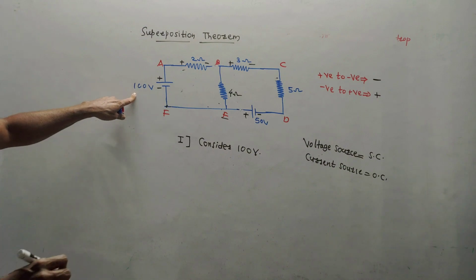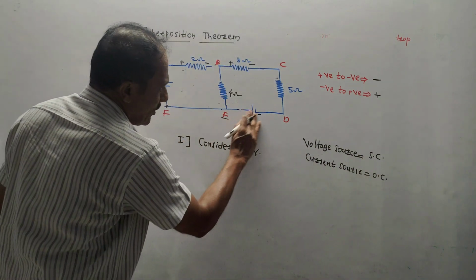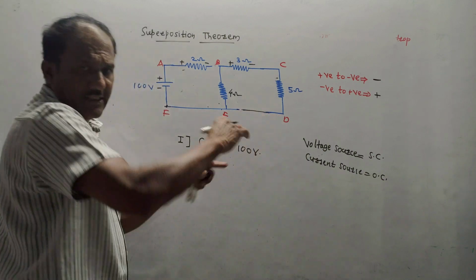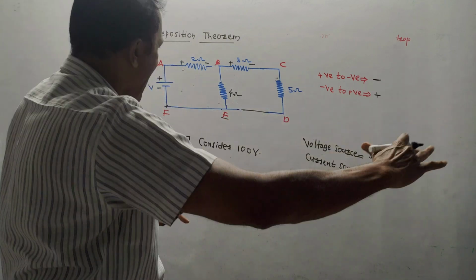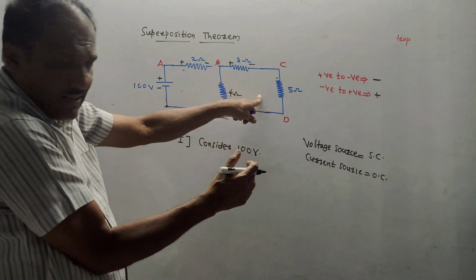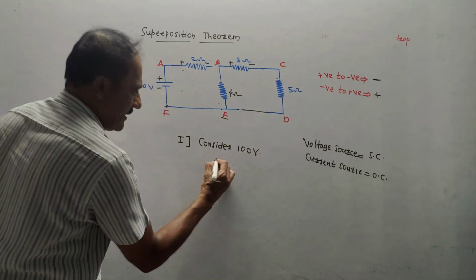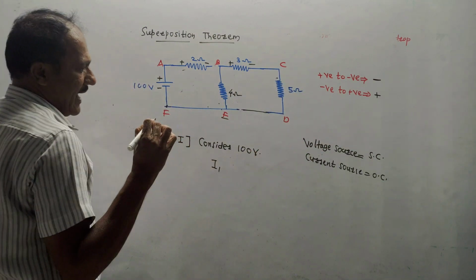So if you are considering 100 volt, that means I am not considering 50 volt. So for 50 volt, make a short circuit like this. Short circuit means join it by a simple wire. Now use any method. You can use KVL and calculate the current passing through 4 ohm. You will get the answer of that current. Let us say that current is denoted by I1.